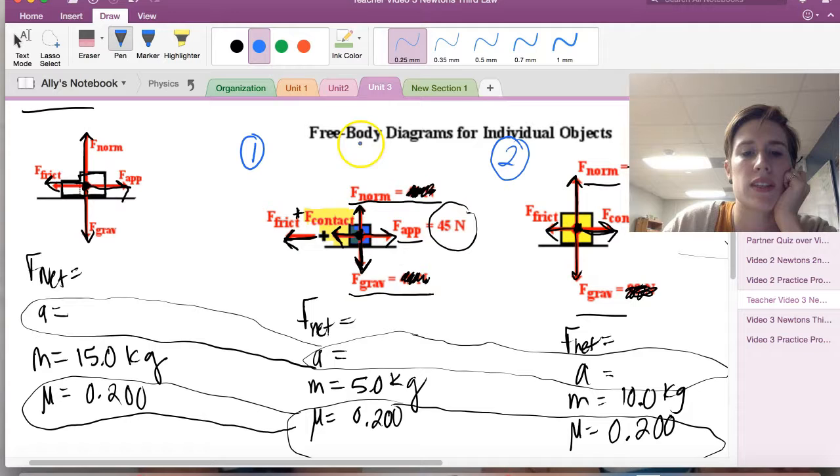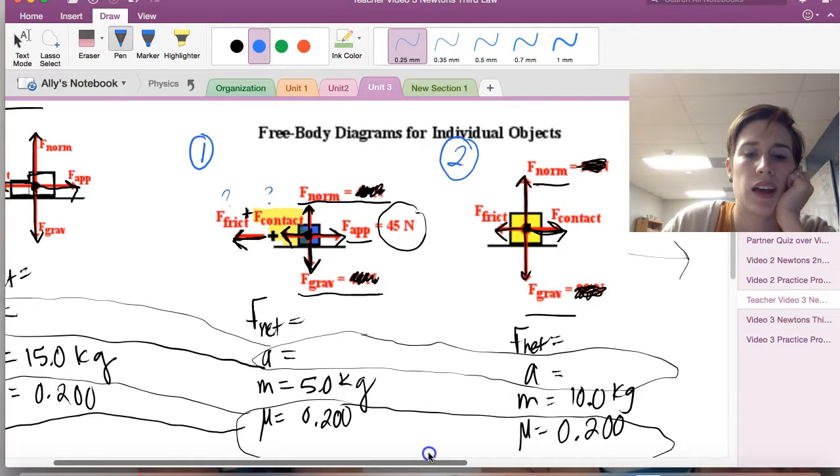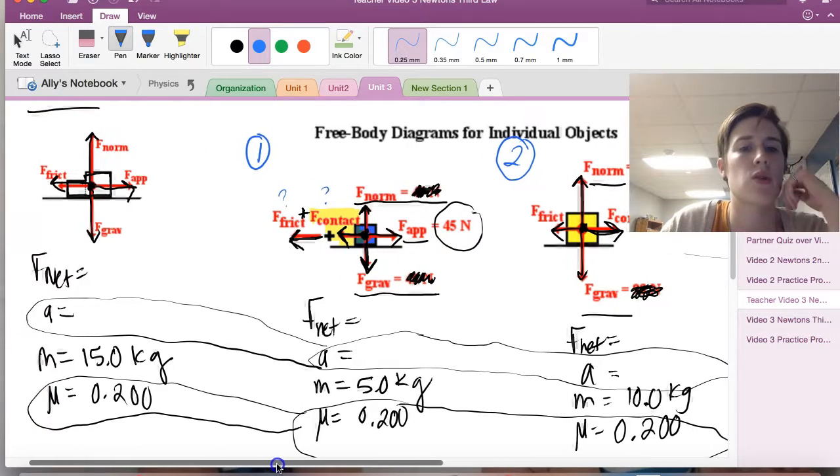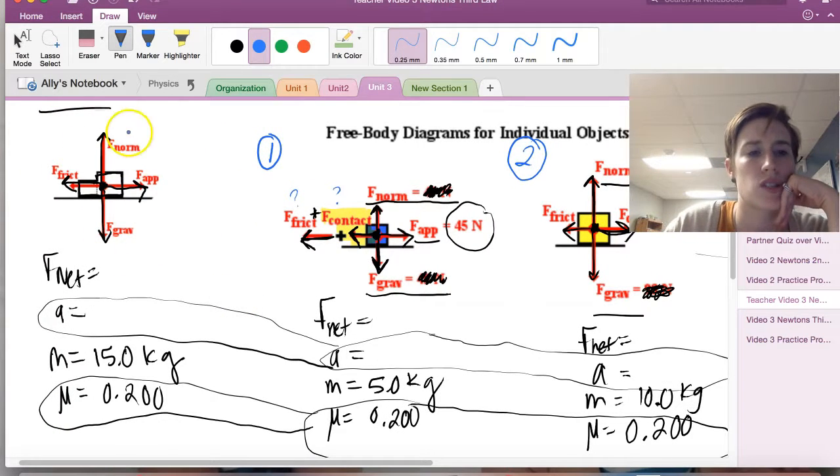But if we look at this diagram here, we don't know the contact force. We don't know the friction force. The only force we know here is the applied. And we don't know any of the forces in this diagram, so it'd be hard to find the net force on those, but it's pretty easy to find the net force on a combined picture. For example, the applied force, we already decided was 45 newtons, because the problem gives us that.